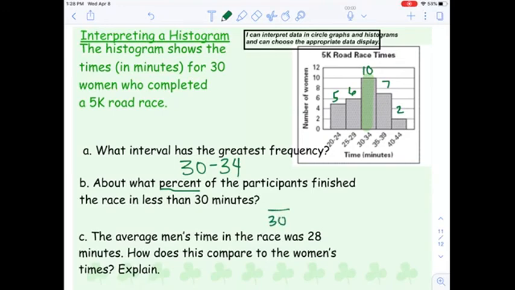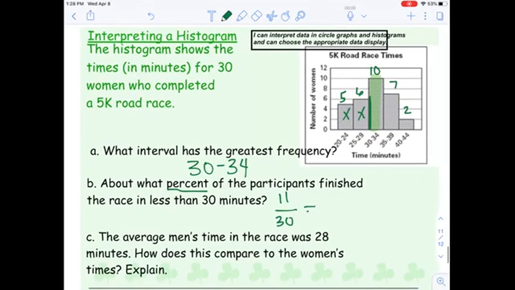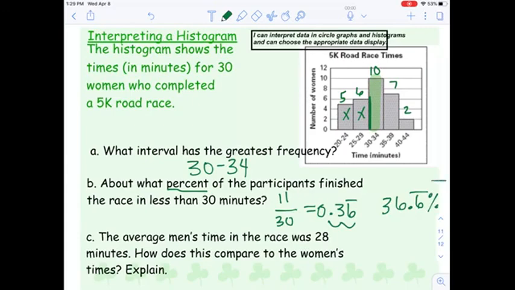And we're looking for less than 30 minutes. So less than 30 minutes would be 5 plus 6, so that's 11. So 11 out of 30. And I'm going to go to my calculator and take 11 divided by 30. And I get 0.36 repeating. To change that into a percent, I bump the decimal over 2, and I get 36.6 repeating percent. And we're going to skip that last one.